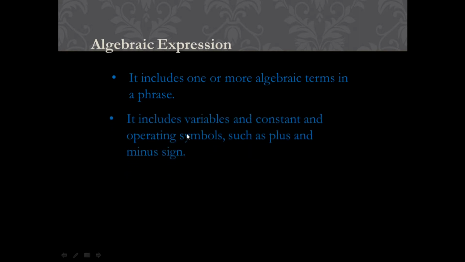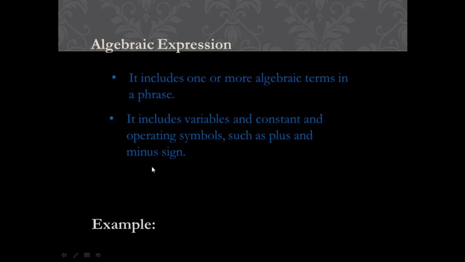So, an algebraic expression includes one or more algebraic terms in a phrase. It also includes variables and constants with operating symbols such as plus and minus signs. It is very important to note also that in an algebraic expression, there is no equal sign. Why? Because it is only an expression, meaning it is only a phrase and not a whole sentence.